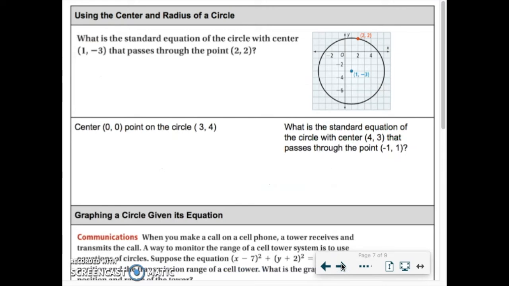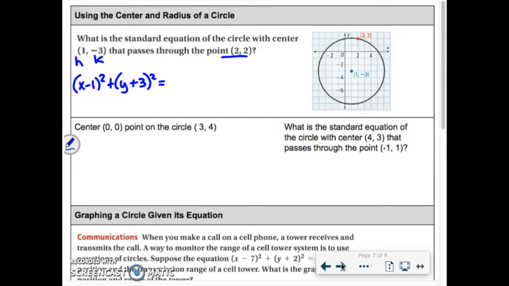Sometimes they don't give you the radius, but they give you instead a point passing through the circle. So you know that the circle is going to go through the point (2, 2). They did give us h and k here. So we can do the left-hand side, x minus 1 squared plus y minus negative 3, so I'm going to write that as y plus 3, squared. The problem is we don't know r squared.